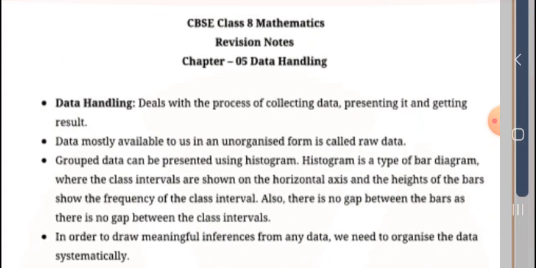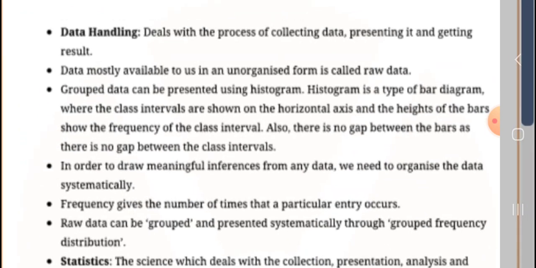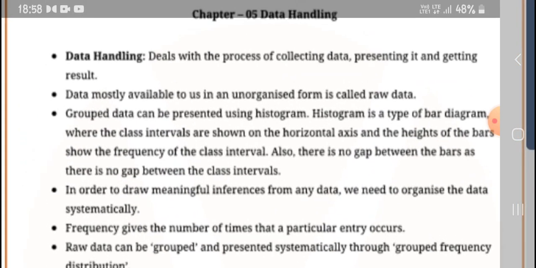Okay friends, this was your chapter, the data handling explanation. So I think you understand this chapter.